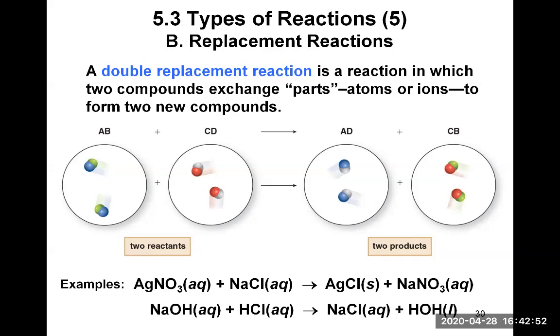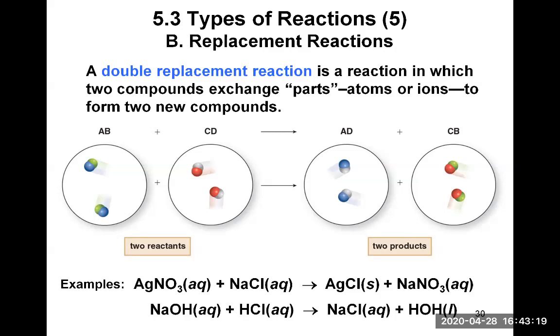So it happens to be an acid-base reaction. In this second example, NaOH is a base, HCl is an acid, and they're forming a salt plus water. And that's very characteristic of acid-base reactions. So this is an example of an acid-base reaction, and it shows you how it is a double replacement reaction.